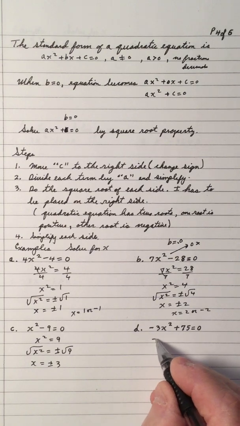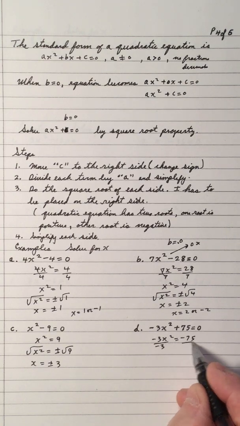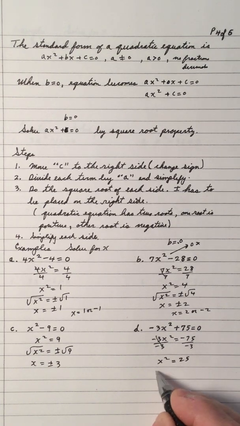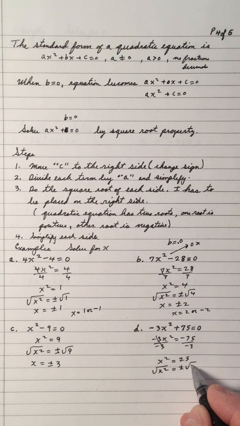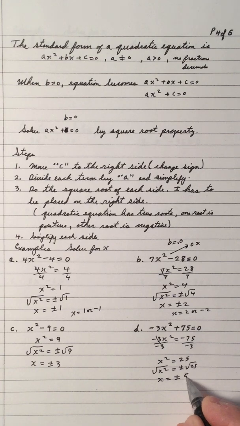D, let's continue. Negative 3x squared equals negative 75 when you move it over. Divide by negative 3. Negative 3's cancel out. X squared is equal to 25. Square root of x squared equals plus minus the square root of 25. So x equals plus minus 5.